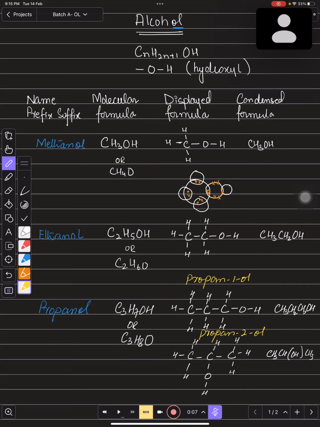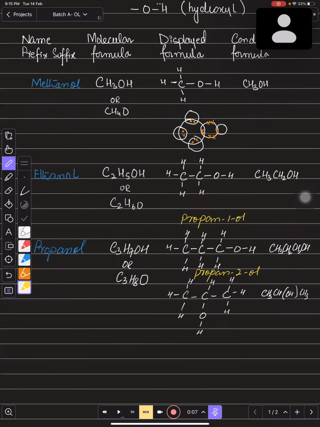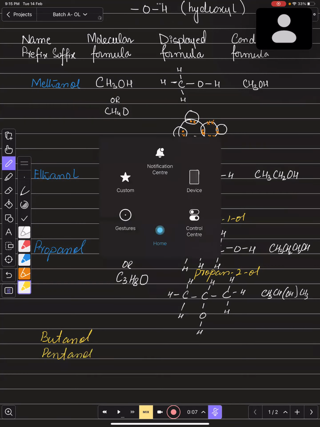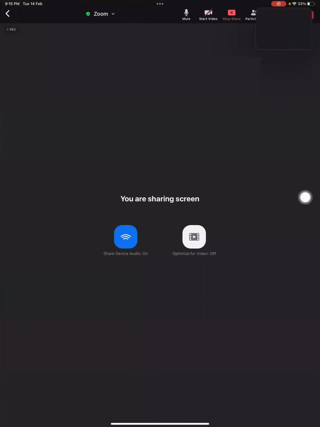Yes, sir. Yes, now it's your turn. What you need to do is make all these types of formulas for butanol and pentanol, and also you need to form positional isomers over here as well. You need to change the positions and make isomers. If you can do this, just try this and then send me the picture so I can check whether you are doing it right or not.